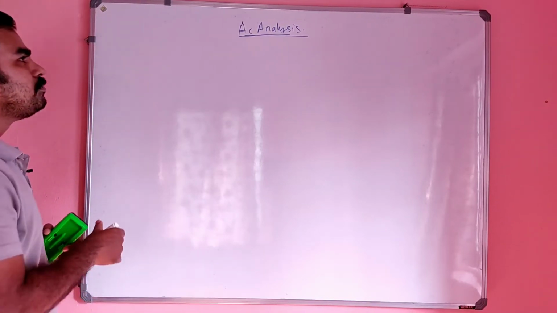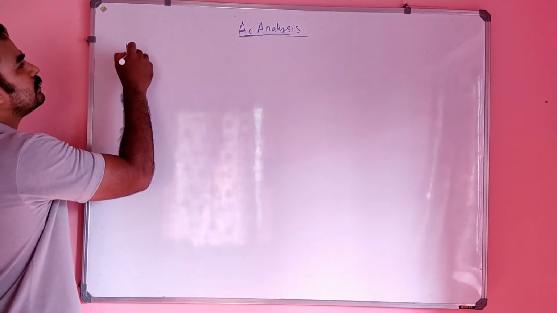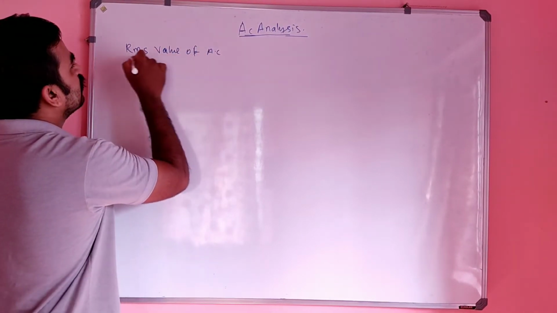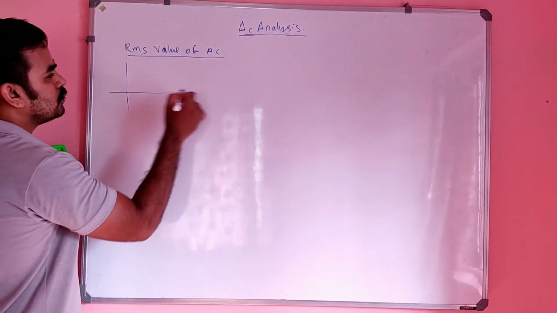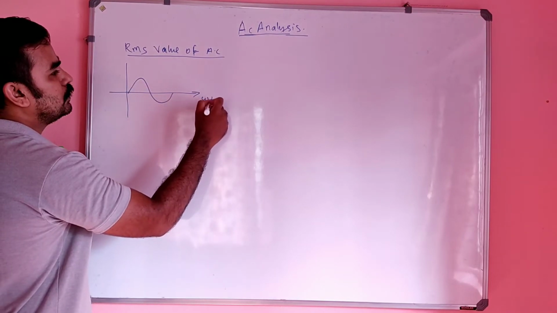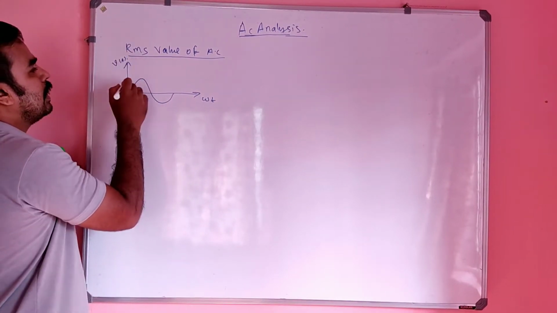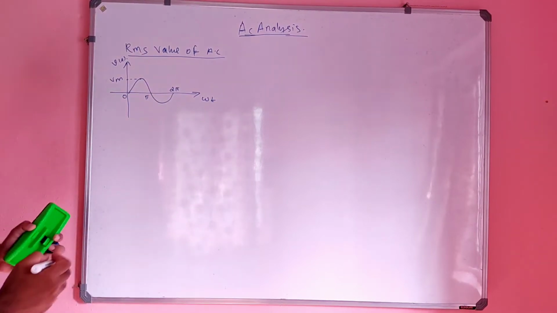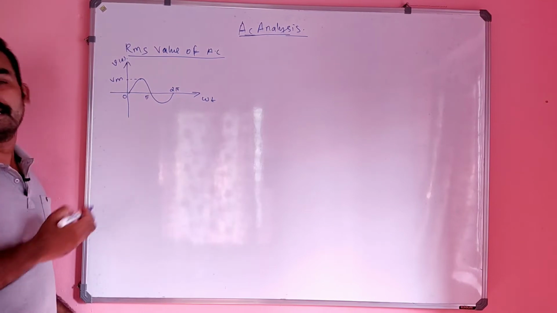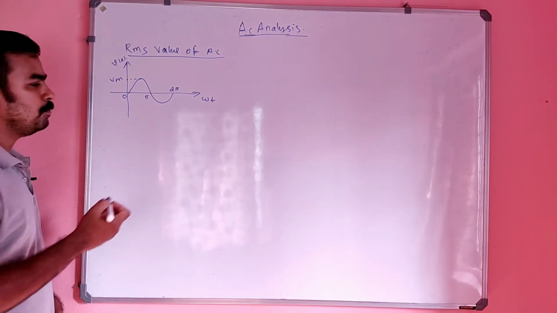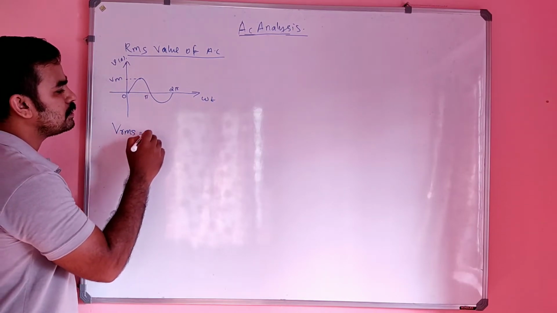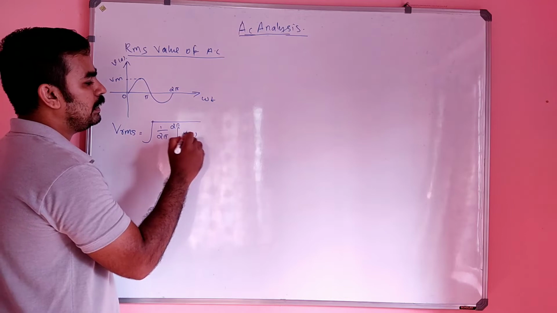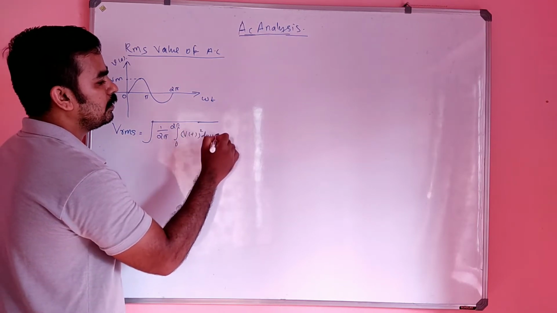Okay, so let's give a heading: RMS value of AC. So this is my standard AC, right? The axis is omega t, and let the vertical axis be V of t, with peak Vm, and this is 0, this is pi, and this is 2 pi. According to the definition of RMS value, there is an equation for finding the RMS value of a waveform. That is, Vrms is nothing but root of 1 by 2 pi integral 0 to 2 pi V of t square d omega t, for the omega t axis.